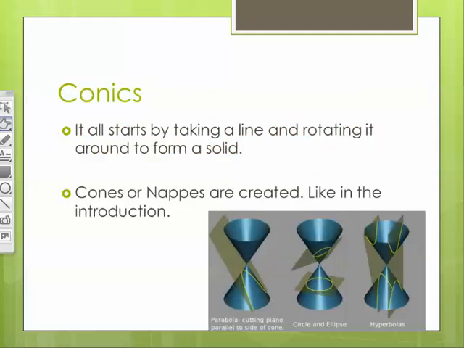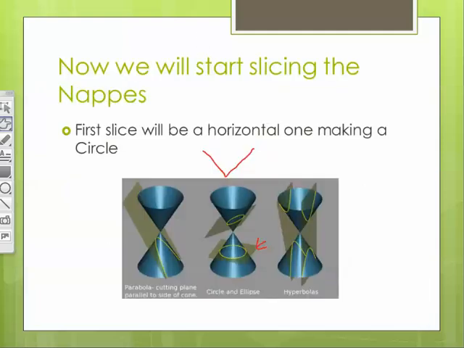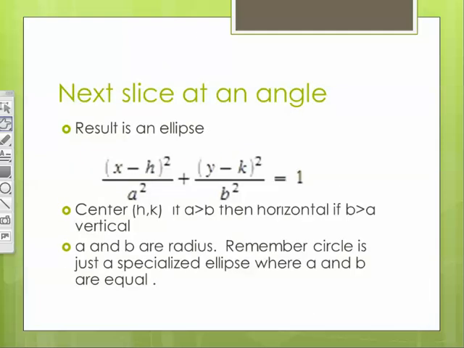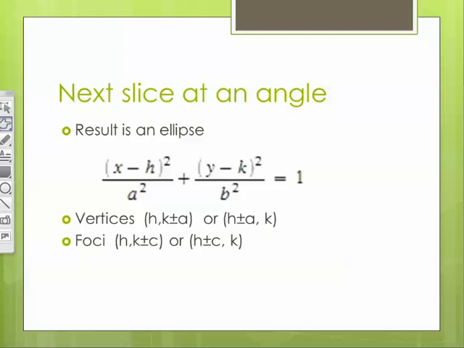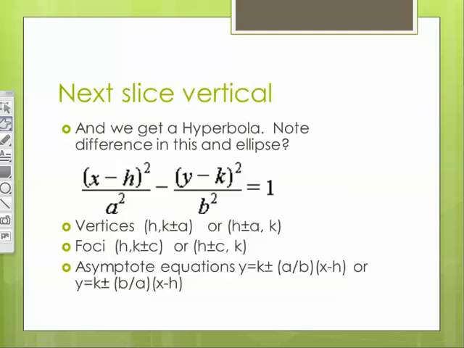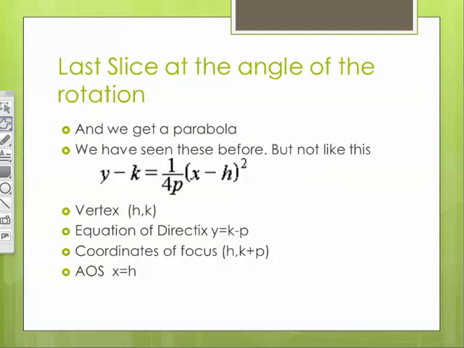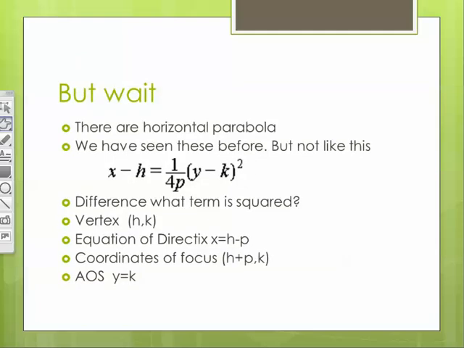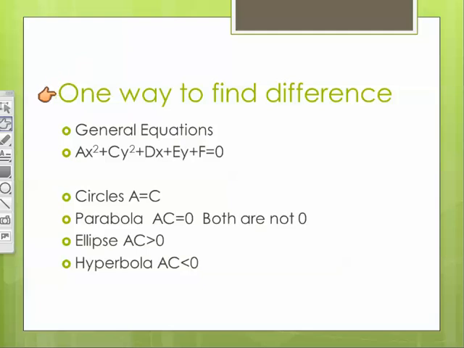Okay? So we've been looking at conics. We have looked at circles. We have looked at ellipses. We have looked at hyperbolas. We have looked at parabolas, both horizontal ones and vertical ones. Now, just a word. We've got to be able to figure out how to tell these apart from each other.